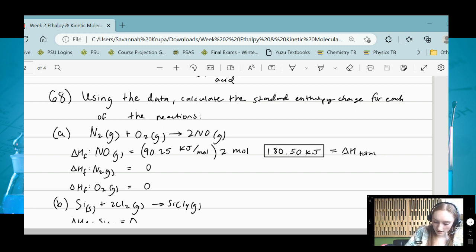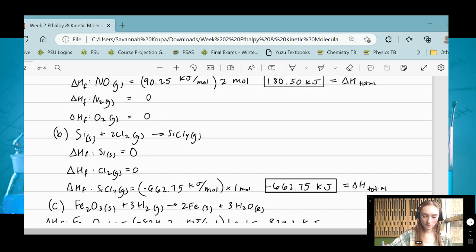All the delta HFs of Si solid, chlorine gas, and SiCl4 gas. Okay, so similarly to the last one, the silicon in the solid form and the chlorine gas in the gas form, they're both in their standard state conditions, so they both have 0 enthalpy values. So we don't need to do anything there again.